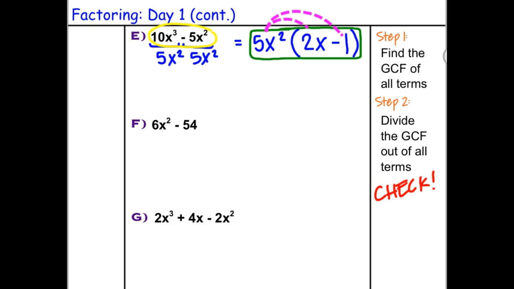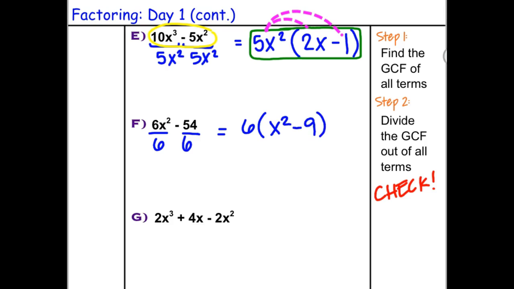We see that they both can be divided by a 6. You cannot go bigger than the smallest number. You guys learned that when you learned about GCF. And they don't both have x's in them, so that's all we can divide out. If we divide out a 6 and pull that out, it's like undistributing. We are left with x squared, and then we have a minus 9.